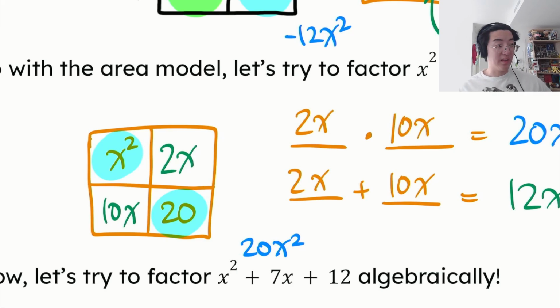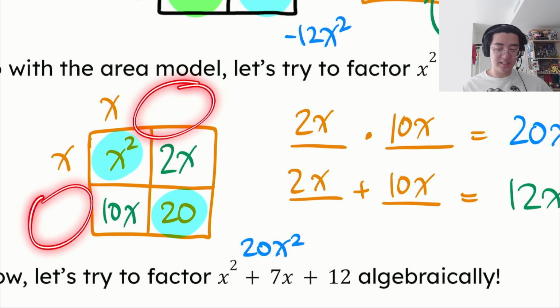Okay, and then that's pretty much it, right? So lastly, we just have to find out what the numbers are here on the edges, right? We know for sure that those two have to be x, because the only way to get x squared is x times x. So now the question is, what numbers go here and here?